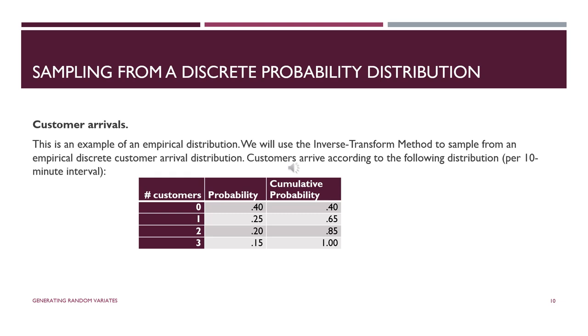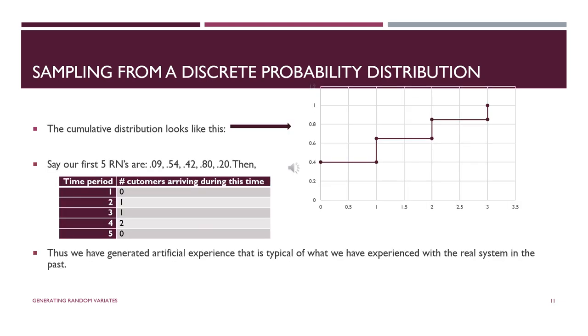The cumulative probability of 0 is 0.4. The cumulative probability of 1 includes the probability of 1 and the probability of 0. So it's 0.4 plus 0.25 is 0.65, and so on. So the cumulative probability of 3 includes all of the other probabilities, and that's the totality, that's 1. With this discrete empirical distribution, the cumulative distribution looks like steps. And that's typically what you'll see. When you plot it out, the x-axis contains the x value, the number of customers arriving. The y-axis is the cumulative probability, so it's a number between 0 and 1.